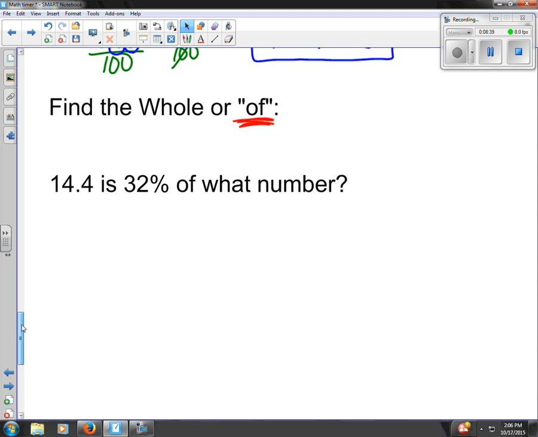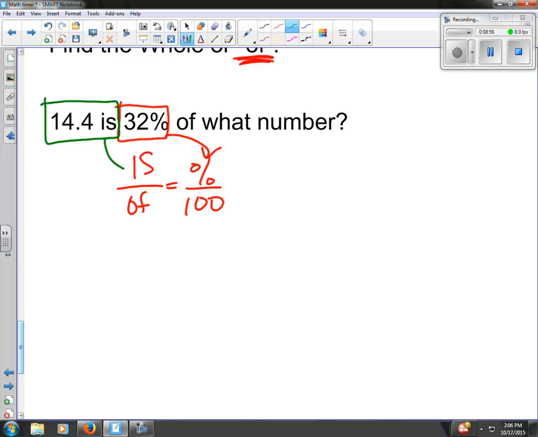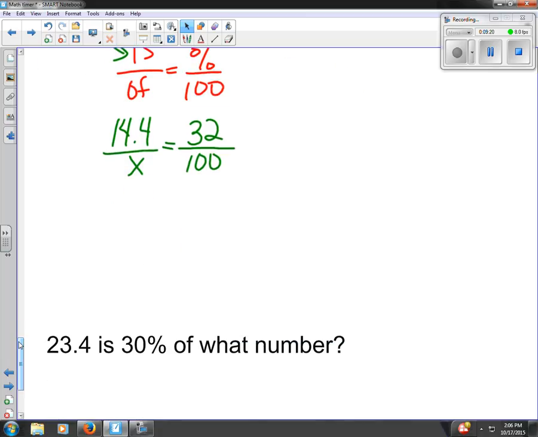So, let's get to work. Okay, so I write is over of equals percent over 100. I box the 32%. It's going to go in the percent spot. I have 14.4 is. It's going to go in the is spot. And then of what number? Well, now we're looking for the of. That's my x. So, the easiest thing to place is the 32 over 100. And the is, well, that's 14.4 over an x. There's always going to be a spot for an x. Always. So if you don't have a spot for an x, then you did something wrong.